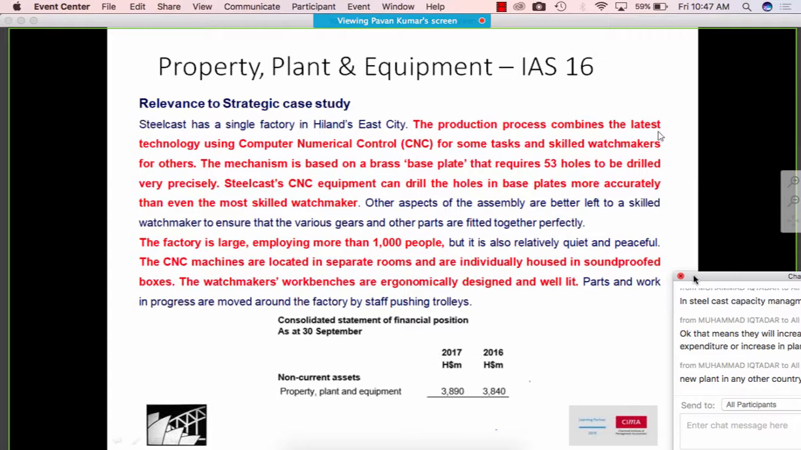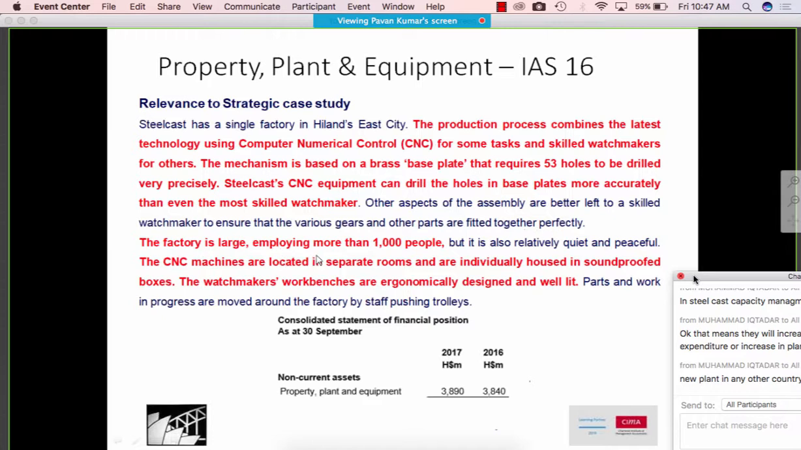The production process combines the latest technology using CNC for some tasks and skilled watchmakers for others. The mechanism is based on a brass plate that requires 53 holes to be drilled very precisely. Steel Cast CNC equipment can drill the holes in base plates more accurately than even the most skilled watchmaker. Other aspects of the assembly are better left to a skilled watchmaker to ensure that the various gears and other parts are fitted together perfectly.